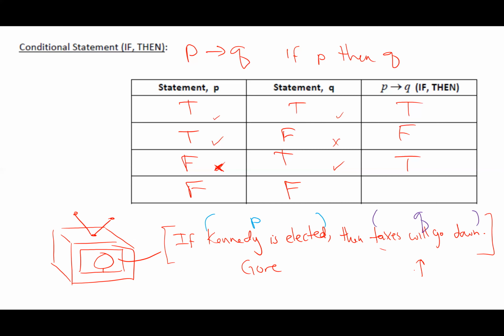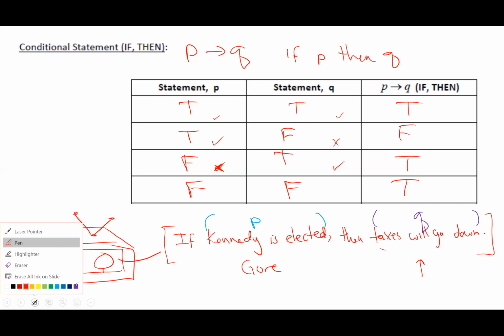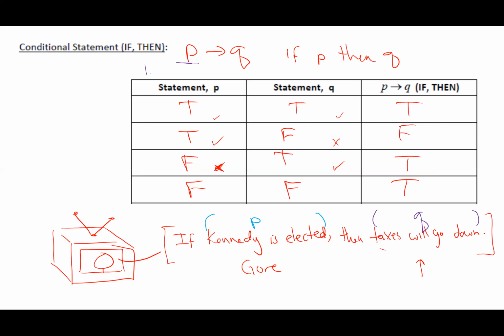Did the person from the TV lie to you? No. Not at all. Kennedy wasn't elected and taxes went up. If anything, that more agrees with what the person from the TV was saying. So here's where it's really important to get some vocabulary down. In a conditional statement, this is what's called the hypothesis.